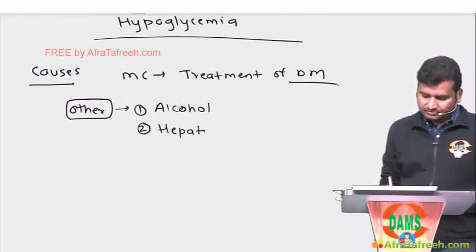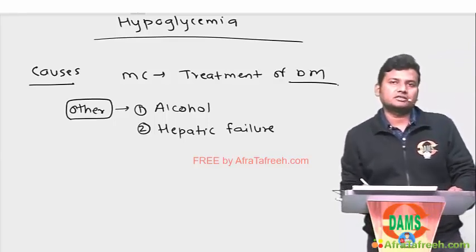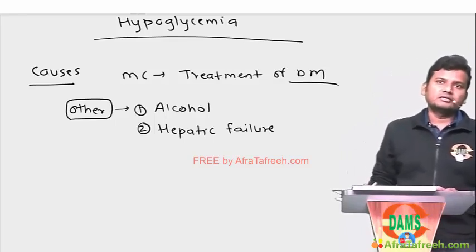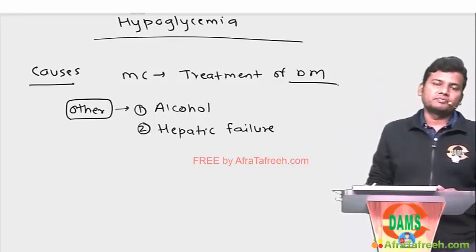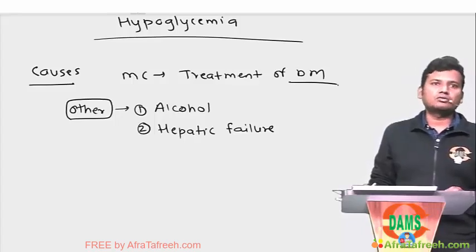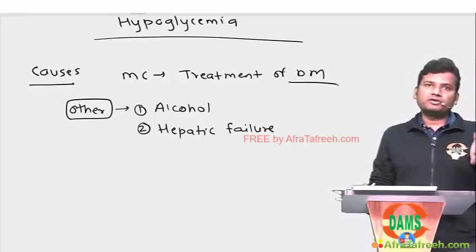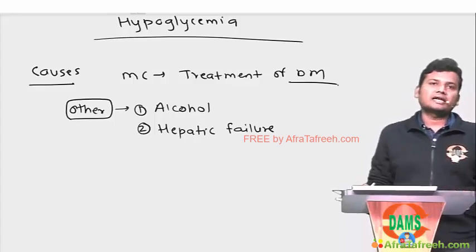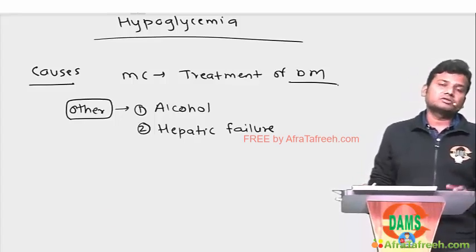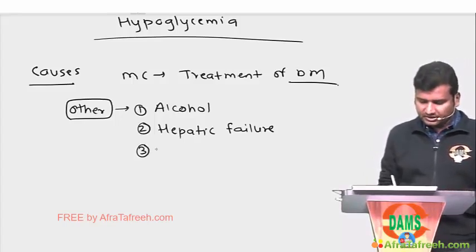Then hepatic failure. Diseases of the liver like hepatitis and cirrhosis are responsible for hypoglycemia because the two main processes, gluconeogenesis and glycogenolysis, mainly take place in the liver. If the liver fails, there will be impaired gluconeogenesis and glycogenolysis, which will cause decreased glucose level in blood. Then renal failure.